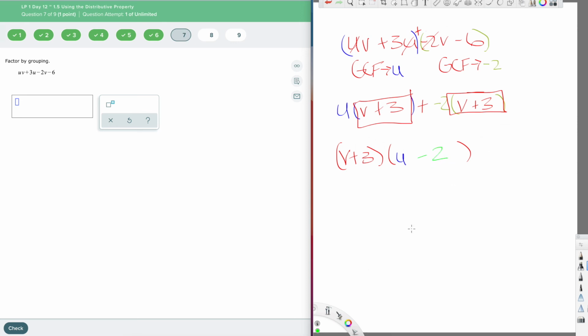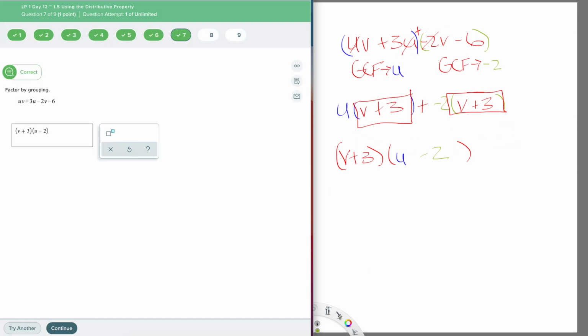Oh, that was my bright green. I didn't mean to grab the bright green. -2. So, in fact, Alex is not going to like it if you try to type in plus -2. It's going to kind of give you grief about that because it wants you to simplify it. -2. There we go. Check. Next.